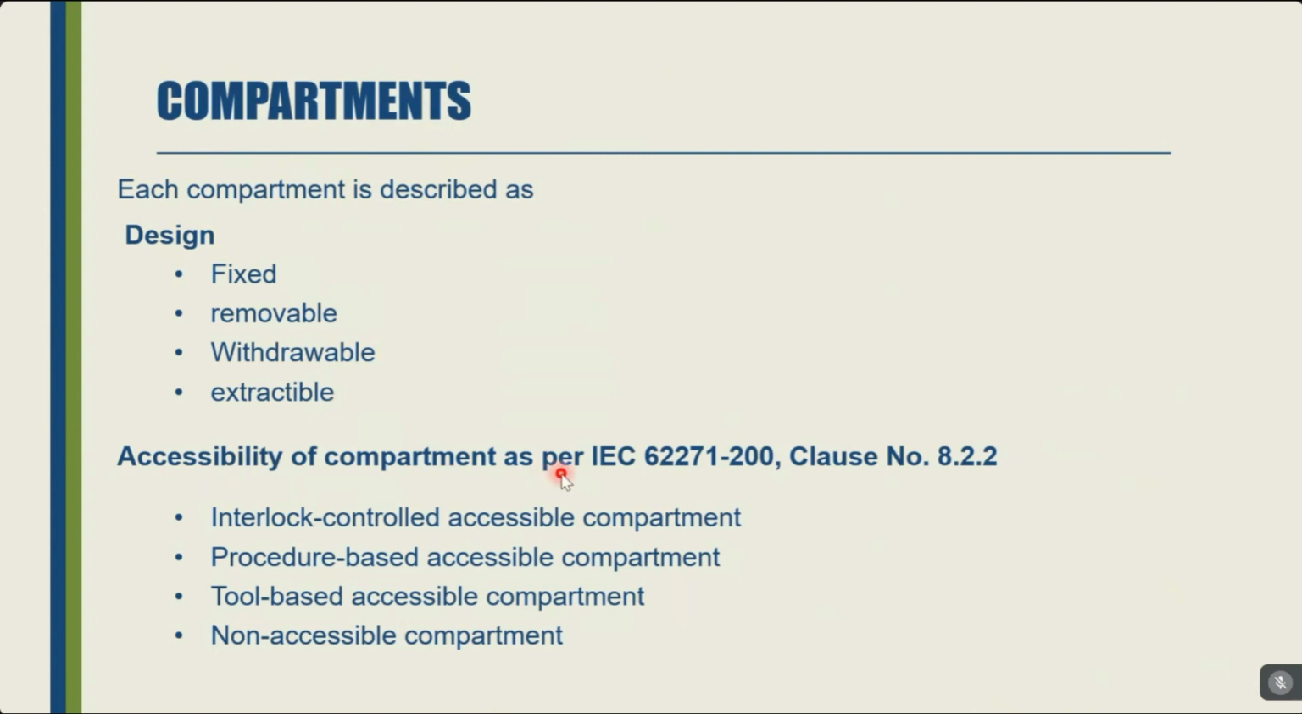Now, accessibility of compartment as per IEC 62271 clause 8.2.2. That is, IEC clearly specifies how I can access my circuit breaker in an HV switchgear based on the design. So firstly, interlock controlled accessible compartment. We should know that for racking in, racking out, there are two types of interlocks that are ideally provided in any switchgear. First is called a mechanical interlock. Secondly, we call it an electrical interlock.